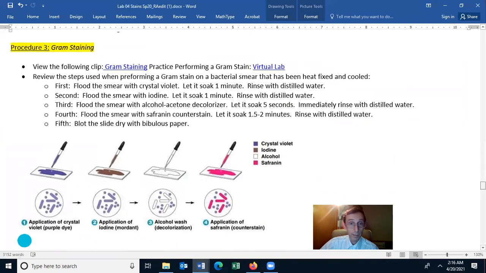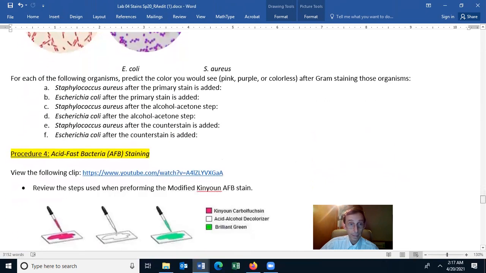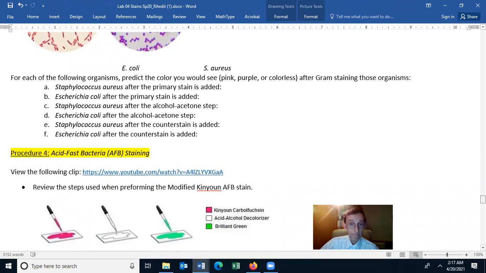Anyways, go through how you make the gram stain, and then answer the questions, the smears, the E. coli. Tell me if it's a gram positive or a gram negative cell. And the same with the Staphylococcus aureus. Is it gram positive or gram negative? And then tell me the cellular morphology, if they're coccus or bacillus, the cells. And then answer these questions. Each of the following organisms, predict the color you would see. Pink, purple, or colorless after the gram staining.